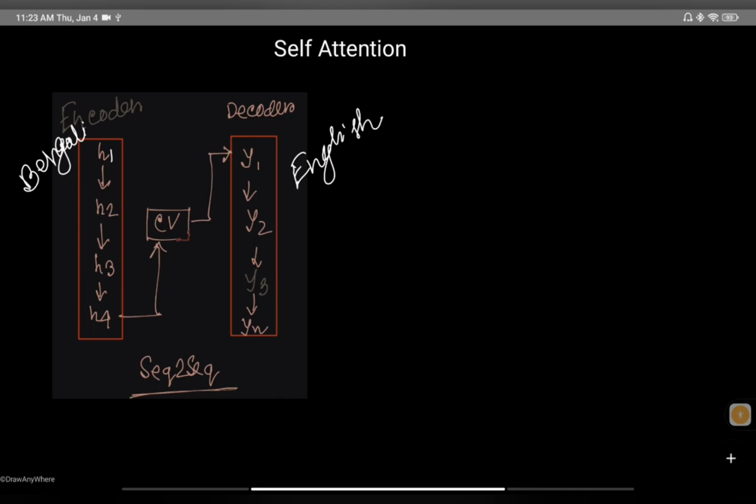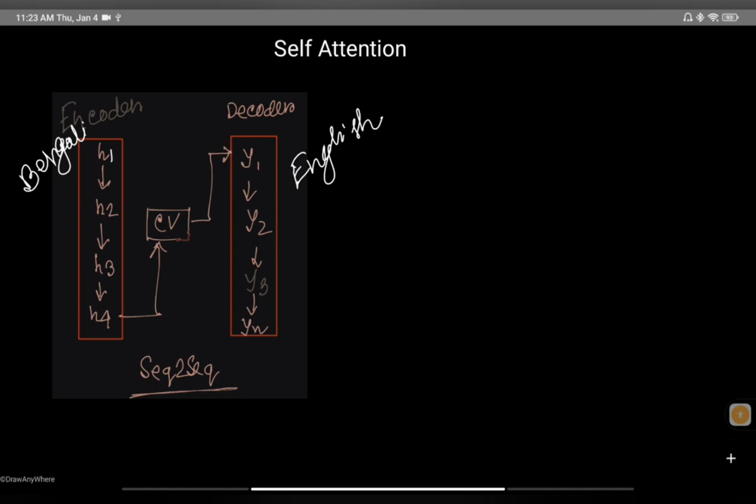If you are new to this concept of encoder-decoder and how this sequence-to-sequence model works, I have a few detailed videos in my Deep Learning with PyTorch playlist. I will also mention the link of those videos in the description of this video, so you can go ahead and get your concepts cleared with those videos.